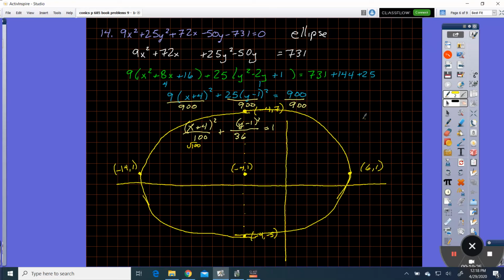We need to find the focal points. So remember, on the inside of an ellipse, they subtract, so it's 100 minus 36, which makes 64. So the square root of 64 is 8. So I go 8 units each direction. So this is 4, 1. That's a focal point. 8 units from here. -12, 1. This is your major axis, minor axis, okay?